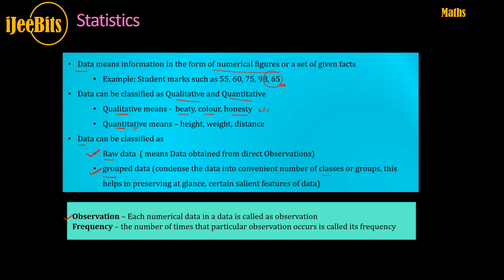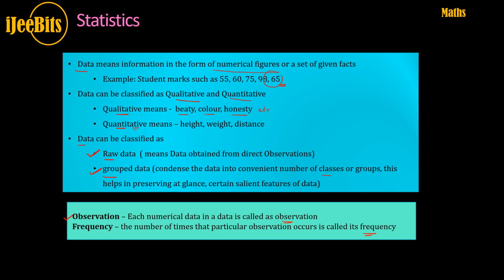What is meant by observation? Each numerical value in a data set is called an observation. Basically, these are the observations. Let's say 55, 60, 75, 98, 69. These are the observations that I made from the student marks. So this is called data. You are observing and then quantifying. That's called observation. Frequency means the number of times that a particular observation occurs.